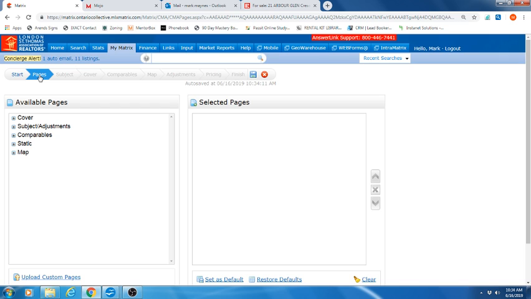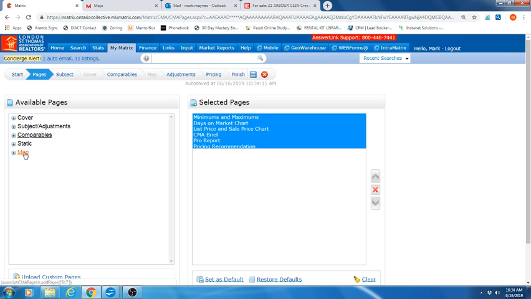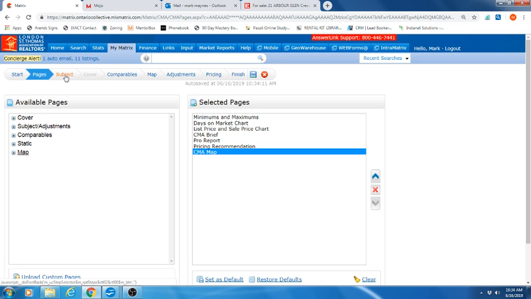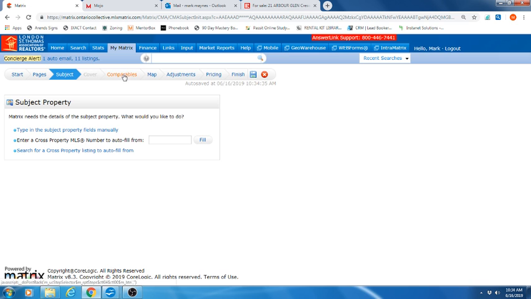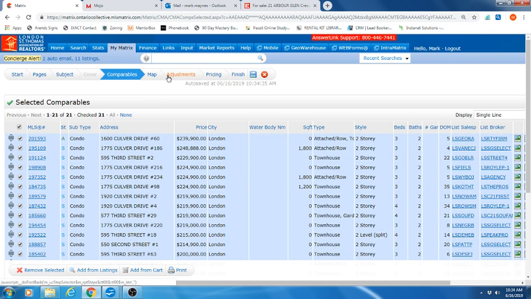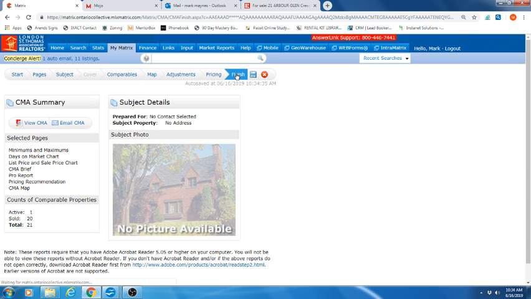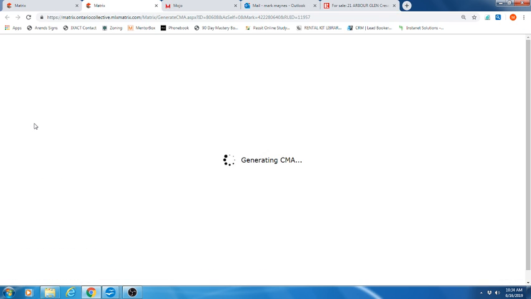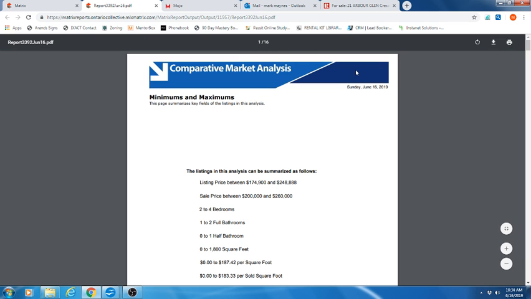Now, this you want to make your own, okay? There's no wrong answer. Just make sure that whatever it is that you are going to put in your CMA, you know what you're talking about. So for me, I just do comparables and I do the map, okay? Subject property, I'm not going to do that myself. Comparables, again, I'm going to click them all. And really, that's it. You hit finish. It's a very quick and easy process. You hit view CMA. That's it. I now have a 16-page CMA.